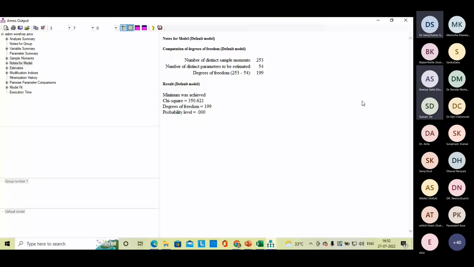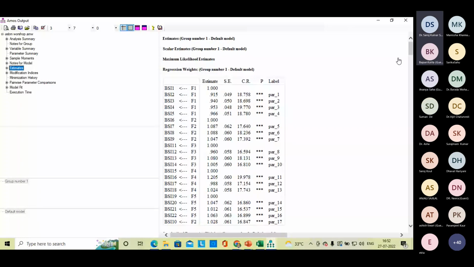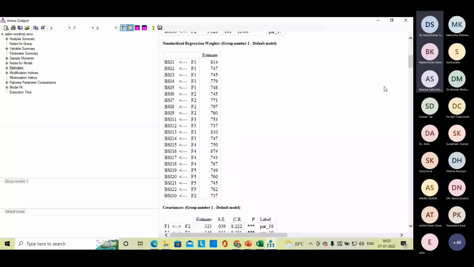Okay. Go to the left hand side. Go to the left hand side estimates. Click there. All of you done this much? Yes, sir. Now look at here. BSI 1 is loaded on factor 1 by 0.814. BSI 2 is loaded on F1 by 0.747. BSI 3 is loaded on F1 by 0.745.